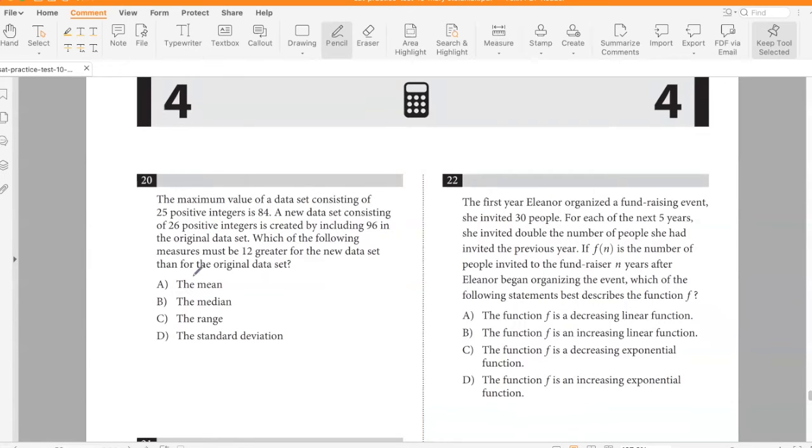So this would be the range, right? Because the range is the highest value minus the lowest value. So the original range was 84 minus the lowest value, and the new range is 96 minus the lowest value. So the range has increased by 12. So C.